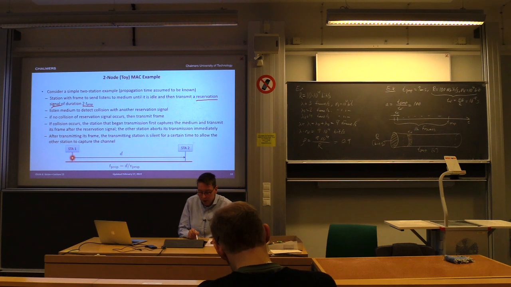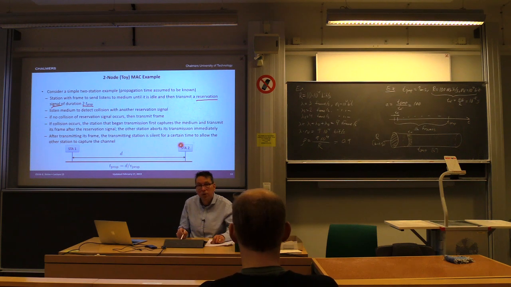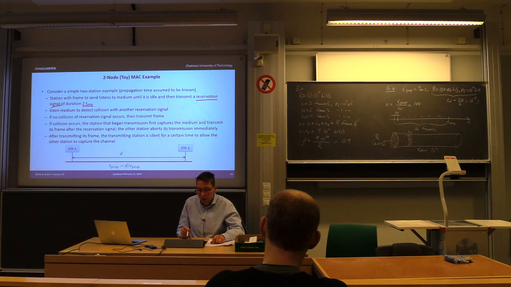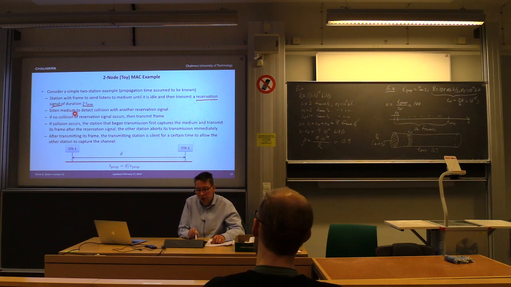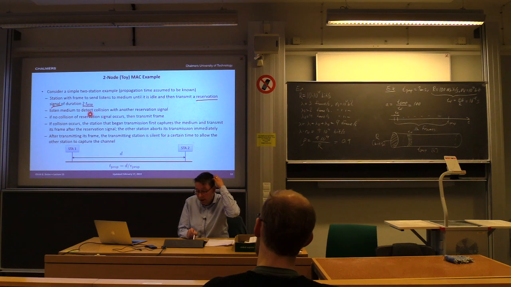But it starts to transmit a signal, and this one goes over the channel, and then is eventually picked up by station number 2. It listens to the medium during the transmission of this reservation signal, and if it detects a collision with some other reservation signal, then we know that this one started to transmit a reservation signal, and this one too, at roughly the same time. Okay, and what happens then is that we have a collision.